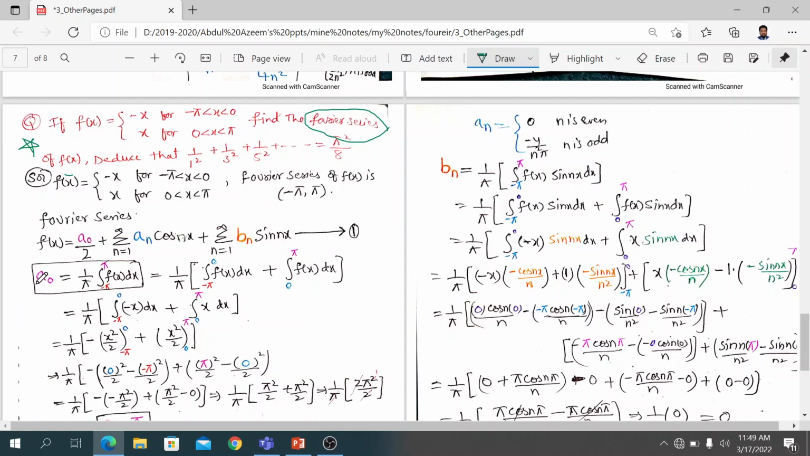Now let us find a₀. The value of a₀ is 1/π times the integral from −π to π of f(x) dx. I write this as 1/π times the integral from −π to 0 of f(x) dx plus the integral from 0 to π of f(x) dx. On −π to 0, f(x) is −x, and on 0 to π, f(x) is x. So the minus stays outside: the integral of x is x²/2 from −π to 0, plus x²/2 from 0 to π.